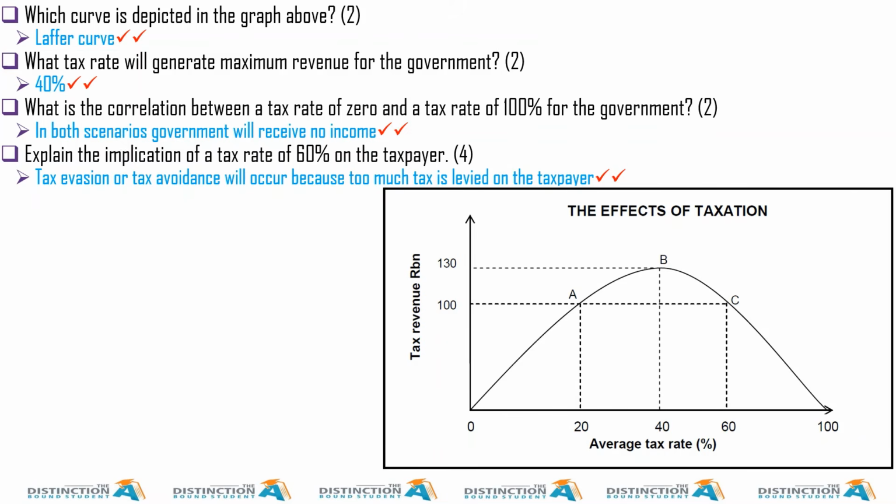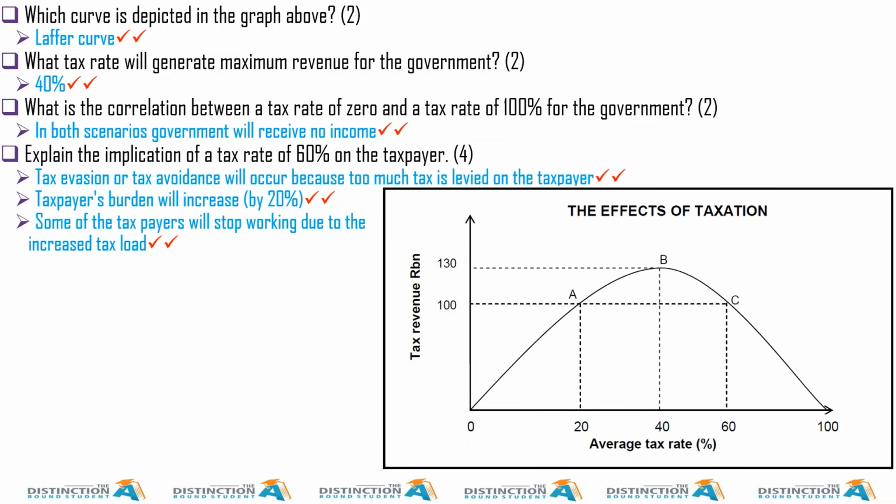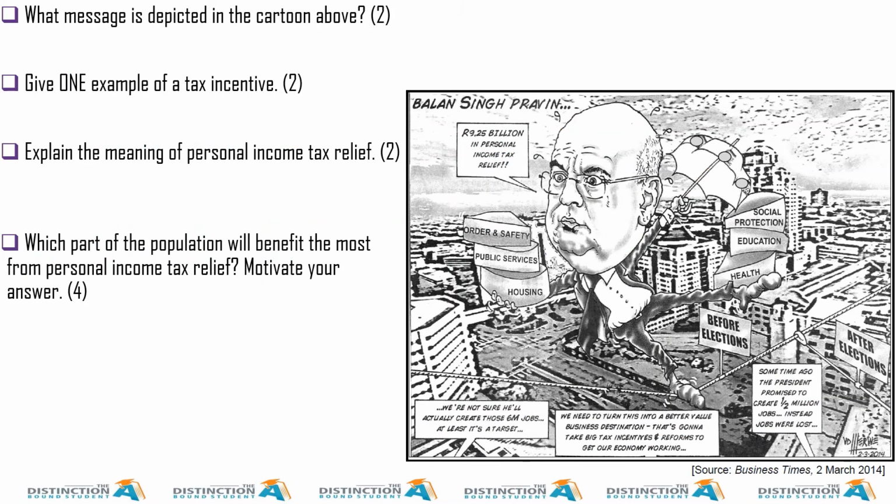It will lead to people being encouraged. They are not paying too much. 60 would actually discourage people, and so the economy won't grow as much. So tax evasion or tax avoidance will occur because too much tax is levied on the taxpayer. The taxpayer is burdened, and the load will increase by 20%. Okay. Some of the taxpayers will stop working due to the increased tax load, all that stuff.